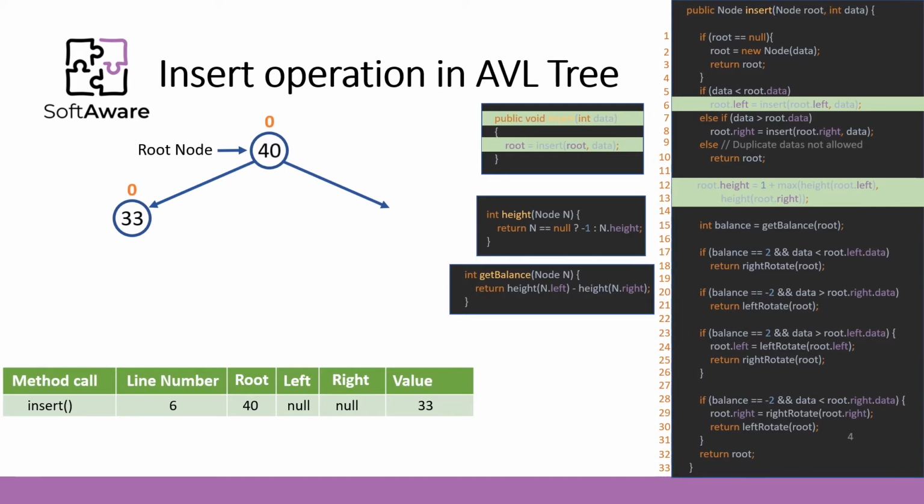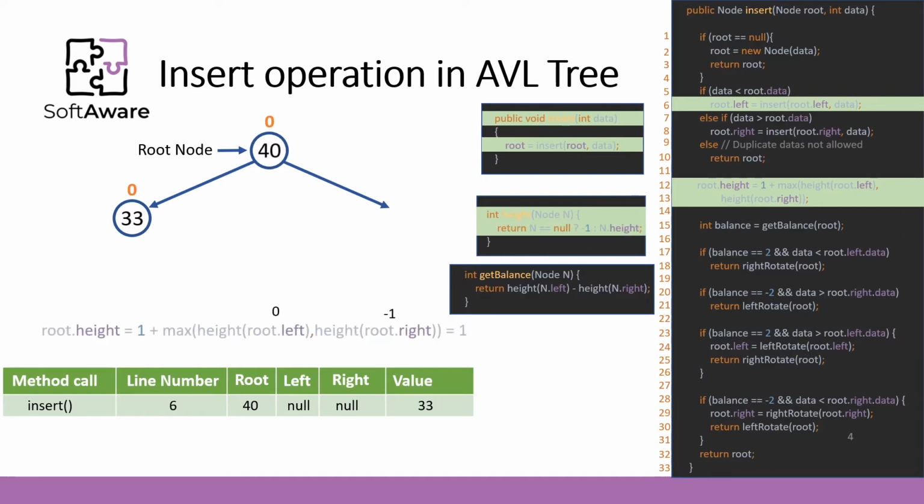So here we update the root's height. To calculate height, we have a basic method that returns -1 if the input is null and returns the height value of that input if it isn't null. The max function returns the maximum value between two inputs. So the root's height is equal to 1 plus the maximum height. Here we get the maximum value from root.left and root.right.